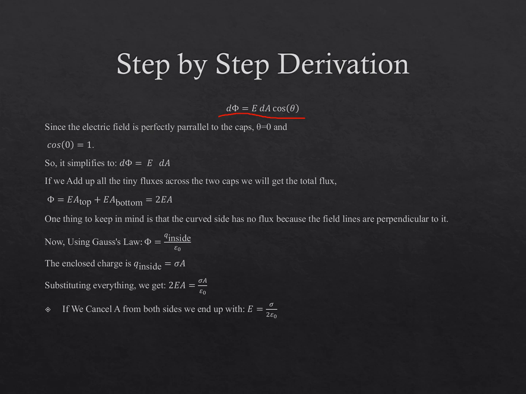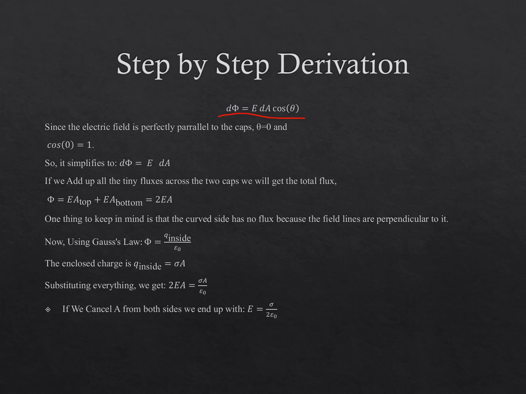If we want to calculate the electric flux through the flat surfaces, we have to consider theta equals 0, because we know the electric field is perfectly perpendicular to the caps. So theta equals 0 and cos theta will be 1. If we put cos theta into that formula, we get electric flux equal to simply the multiplication of electric field and the area. Then, to get the total flux of both flat caps, we add those and we get 2EA.